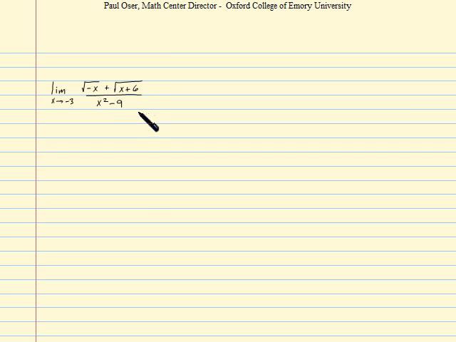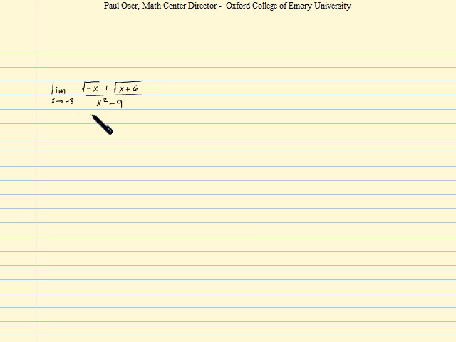But hold your horses. If you just blindly start multiplying by the square root of -x minus the square root of x plus 6 in the top and the bottom, you're going to cause yourself a lot more work than you really need to do. Look, the first thing you should consider in trying to evaluate any limit like this is, does this expression represent a continuous function at x equals -3?